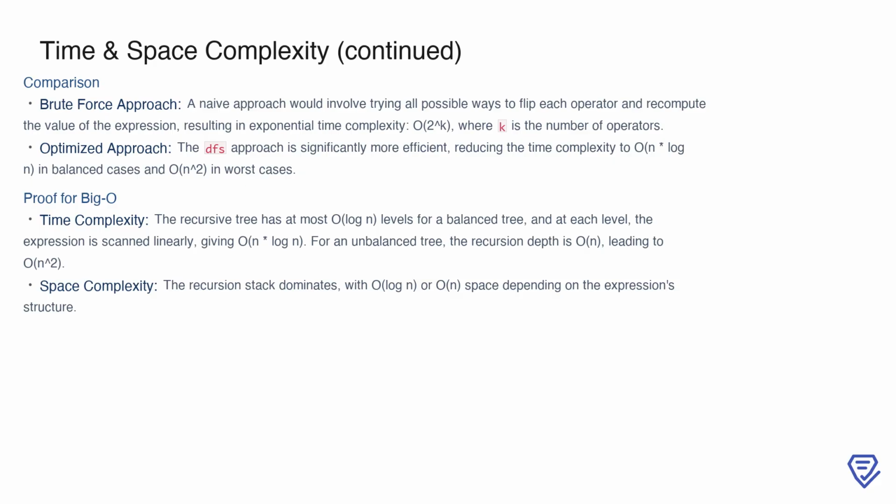For balanced expressions, the time complexity is O(n * log n), while for the worst-case unbalanced expressions, it is O(n^2). To confirm this, consider the recursive tree structure. In a balanced tree, there are at most O(log n) levels, and each level involves a linear scan of the expression, leading to O(n * log n). In unbalanced cases, the recursion depth reaches O(n), resulting in O(n^2).